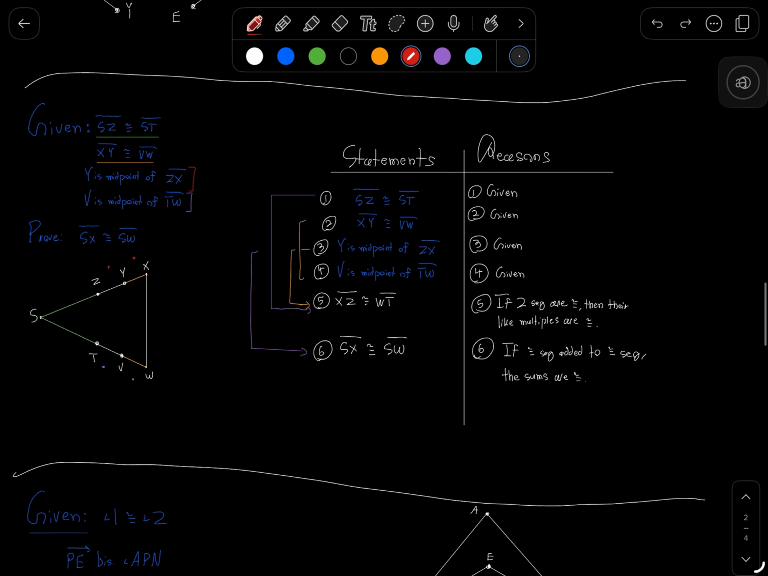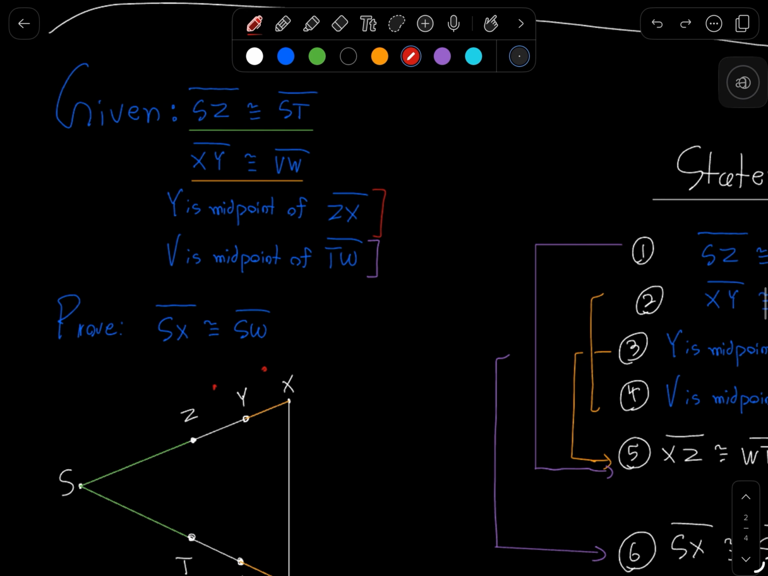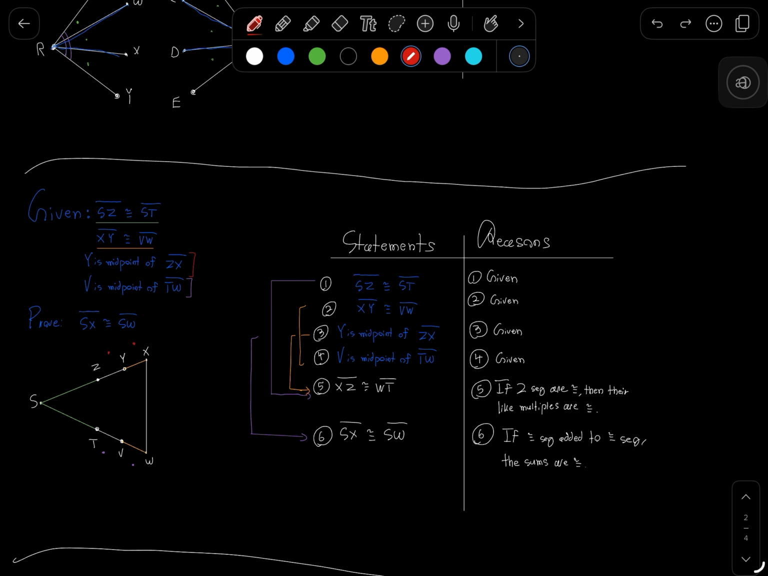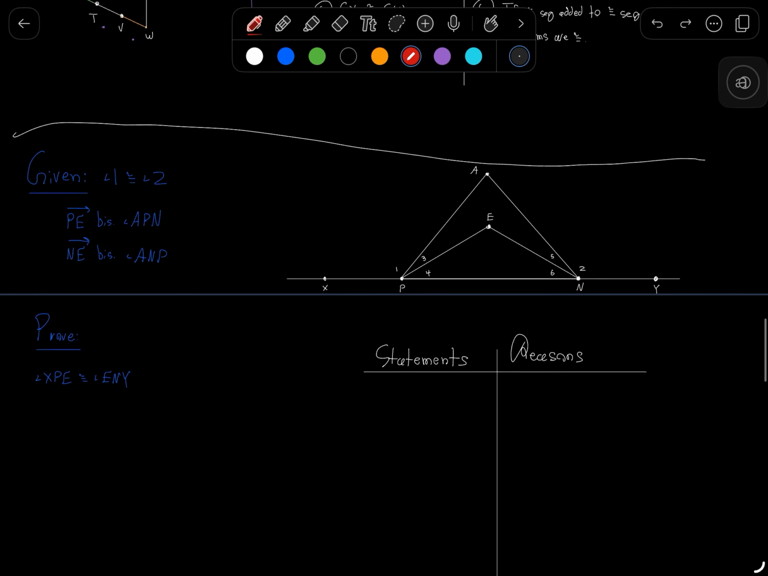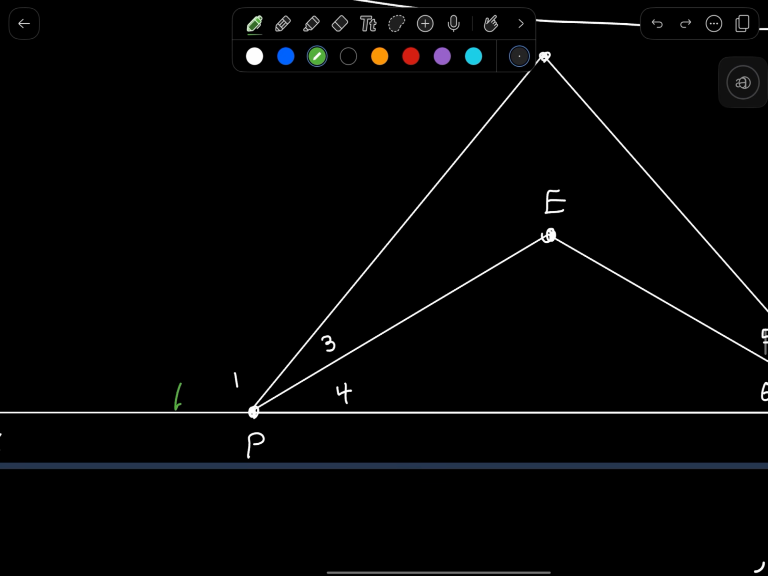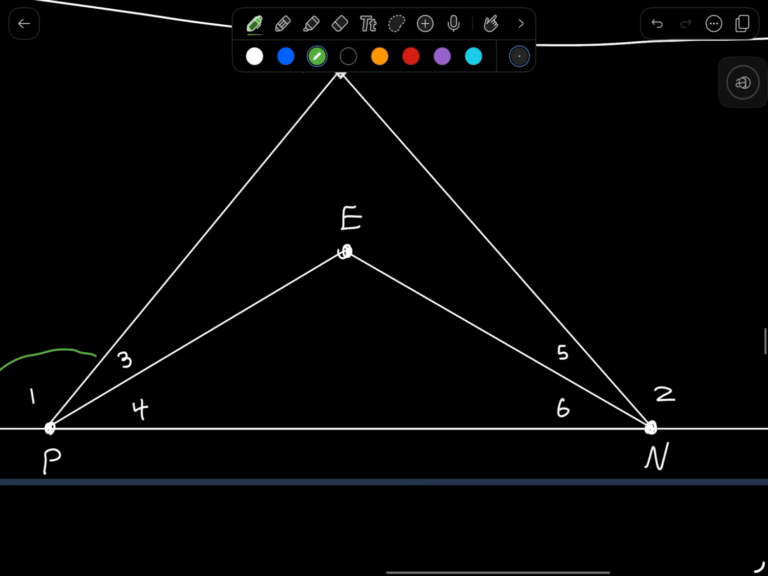All right, you can look at this problem with this given information and try it for yourself. I have the answers right here if you want to see, but I won't go over this. Okay, let's look at this one now, assuming you have looked at it. So you have angle 1 is congruent to angle 2. So again, I like marking my diagrams first.